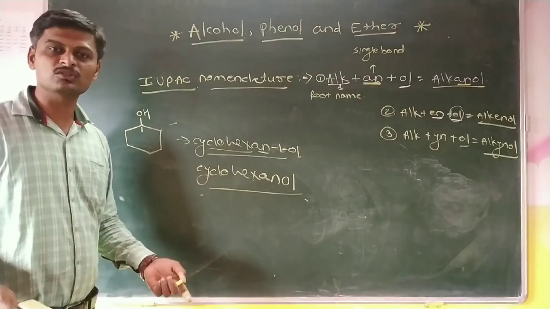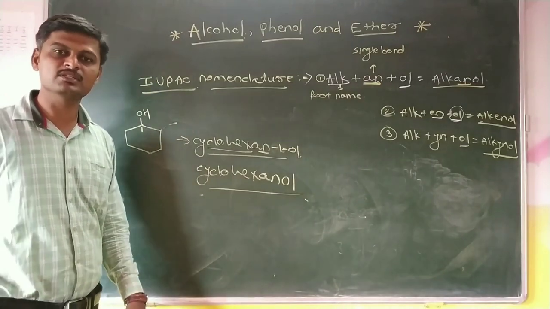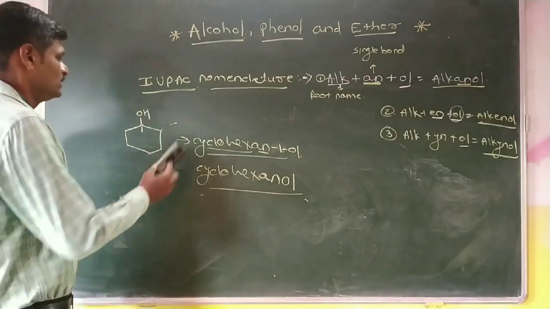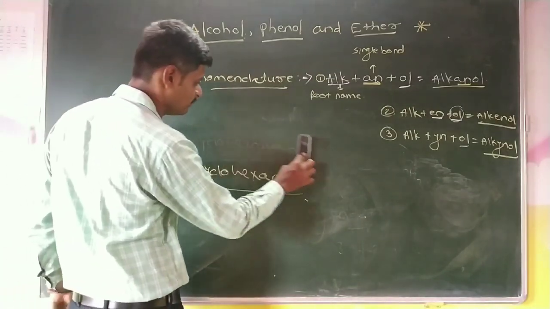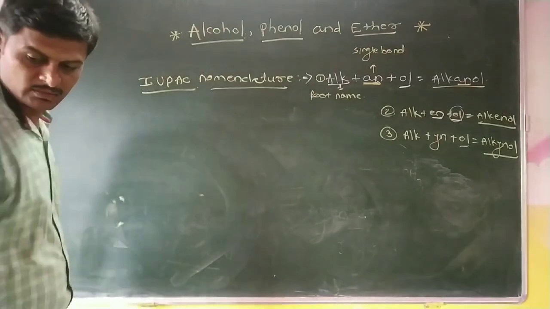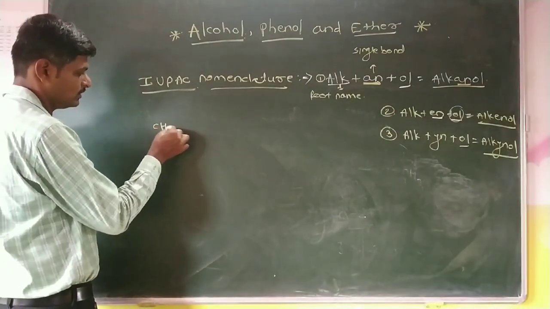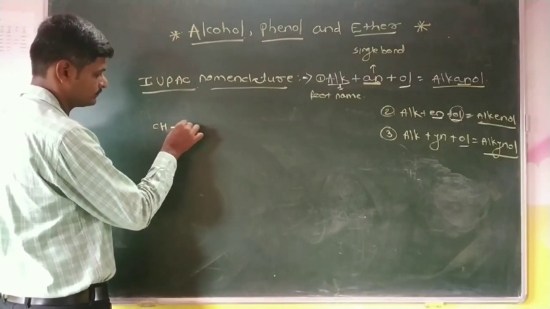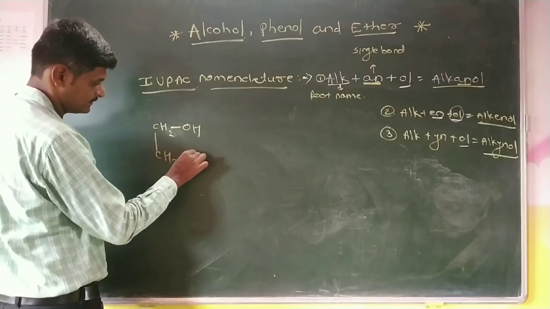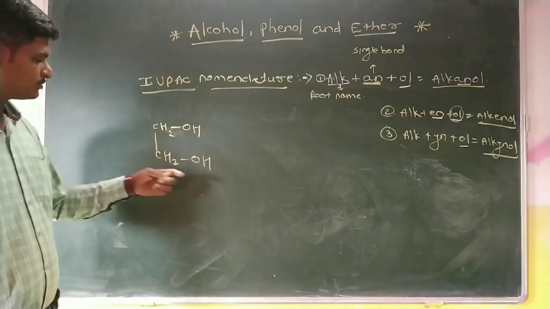There are alcohols in which 2 hydroxyl groups are present, 3 hydroxyl groups are present, 4 hydroxyl groups are present. Okay. Then these numbers go on increasing. Then this is an example we can take here. In this example, 2 hydroxyl groups are present.